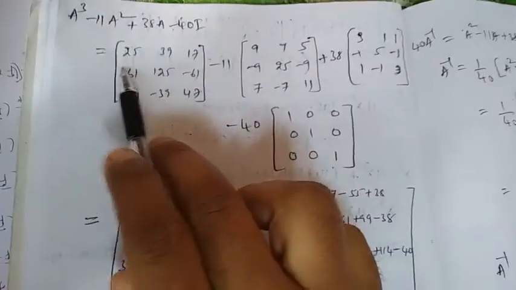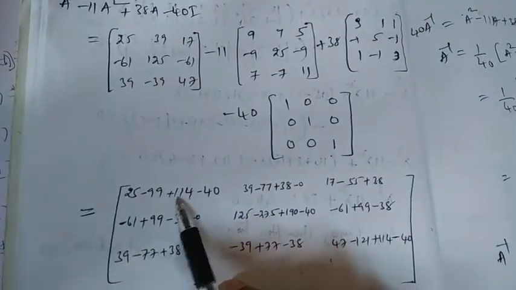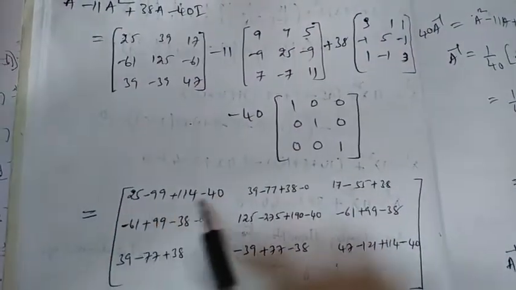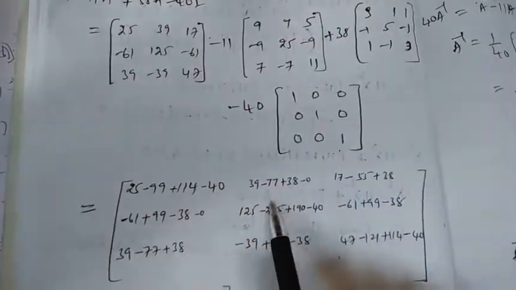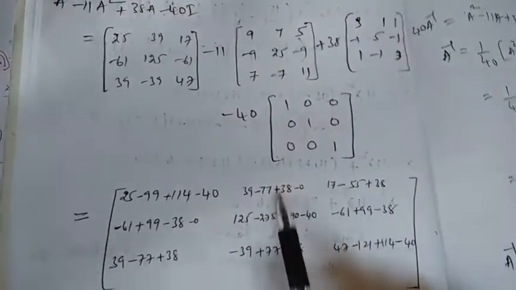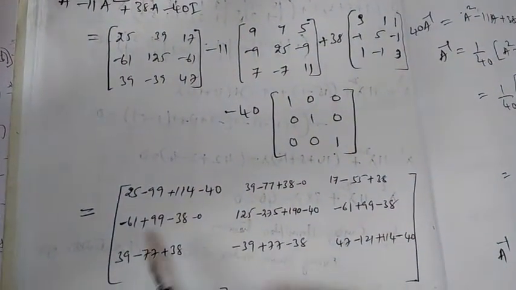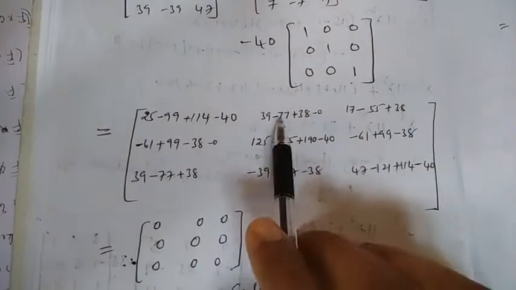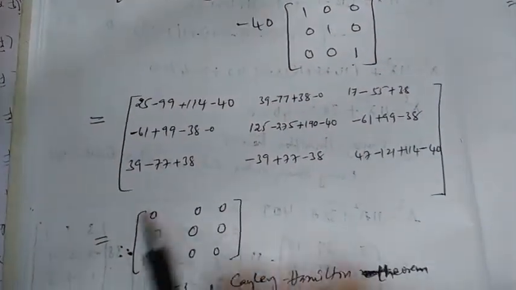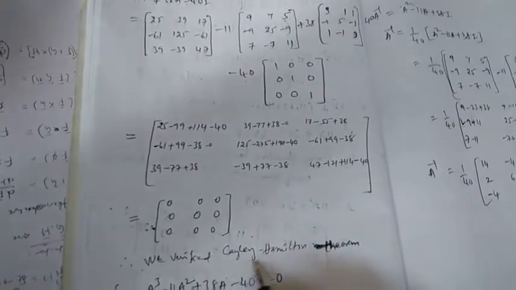Okay, now simplify here. 25 minus 11 into 9 plus 38 into 3 is 114, minus 40, is the first position entry. Now second position: 39 minus 11 into 7 is minus 77, plus 38 here 0. Okay, like that we need to simplify each element position. Then when you simplify each term, all entries are 0. Then the polynomial, when you substitute A in place of lambda, gives 0. Then we verified the Cayley-Hamilton theorem.